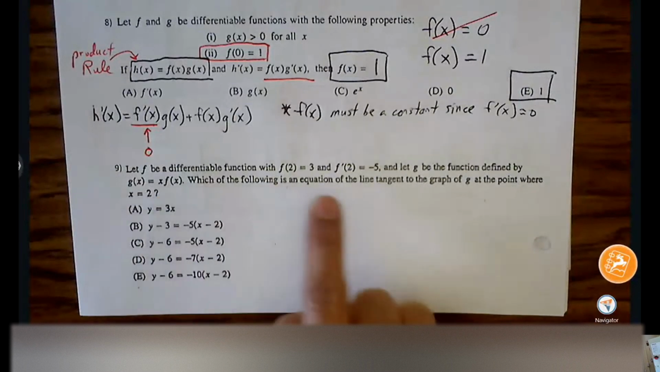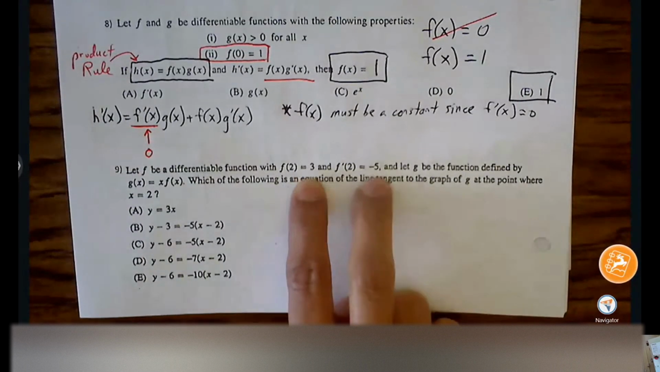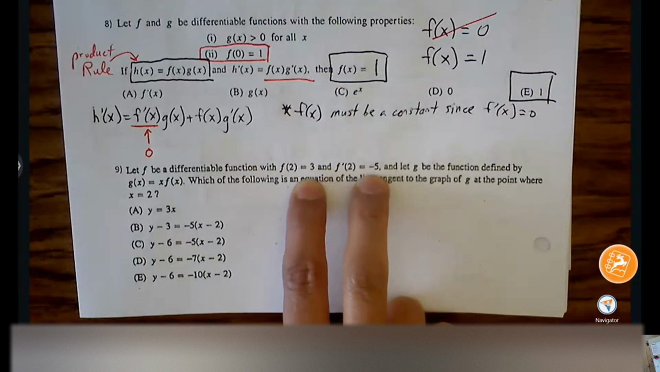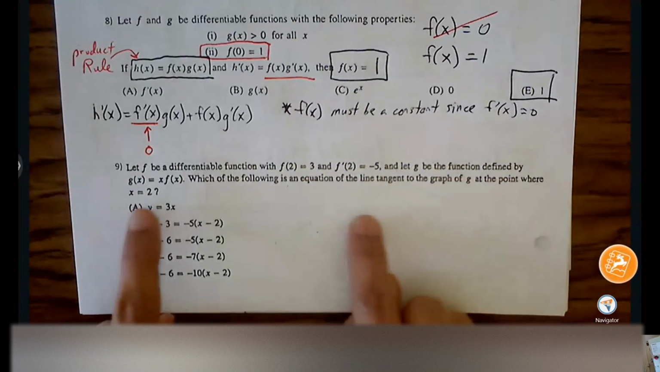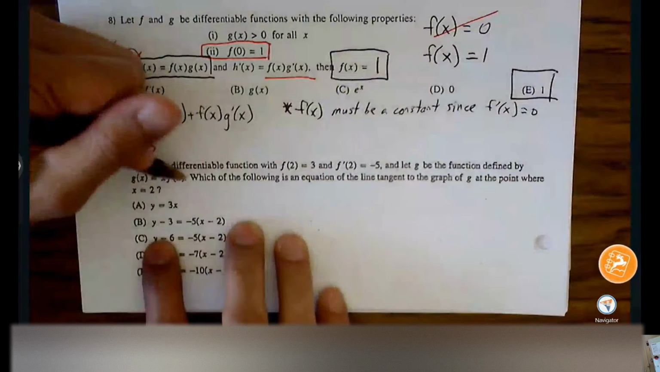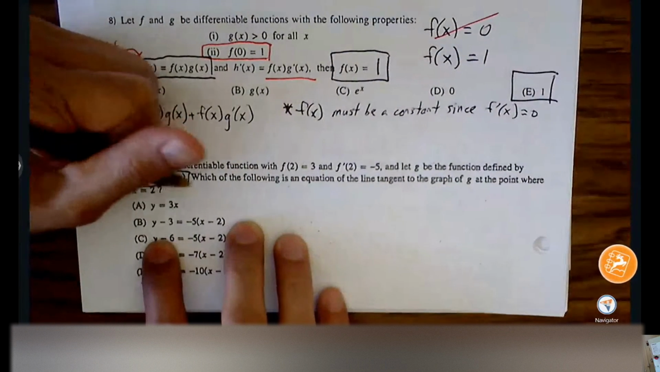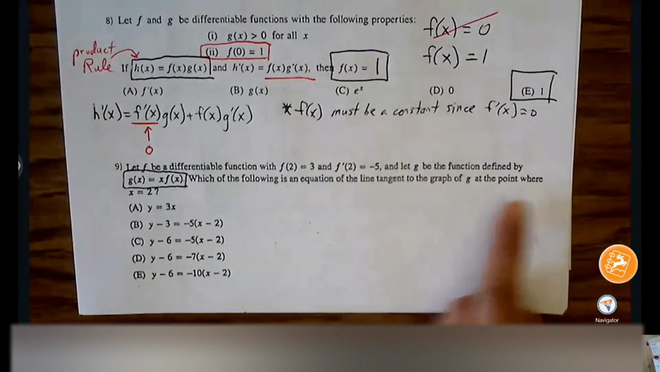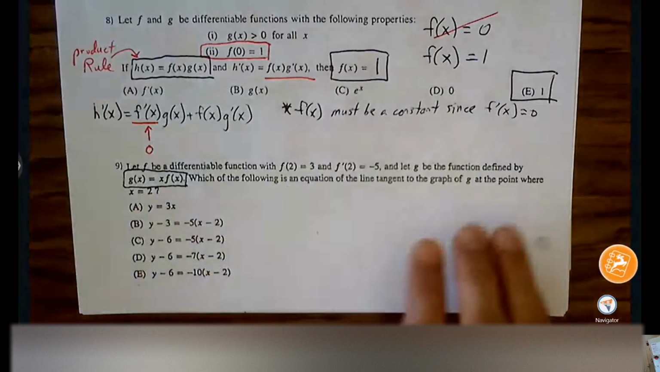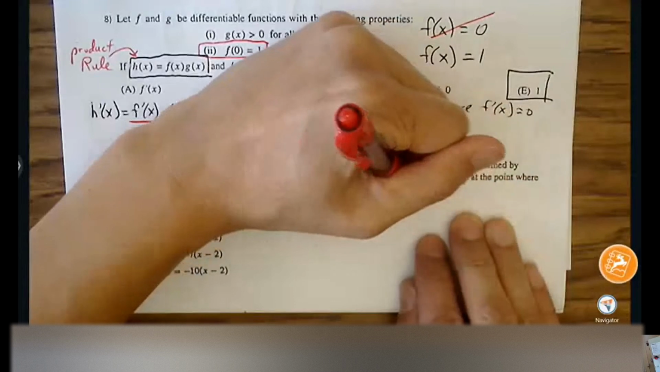It says let f be a differentiable function with ordered pair (2, 3) and slope, derivative f prime of 2 equals -5. And let g be the function defined by g of x equals x times f of x. So this is the function that we're working with. Which of the following is an equation of the line tangent to the graph of g at the point where x equals 2? So we're trying to create our tangent line equation.